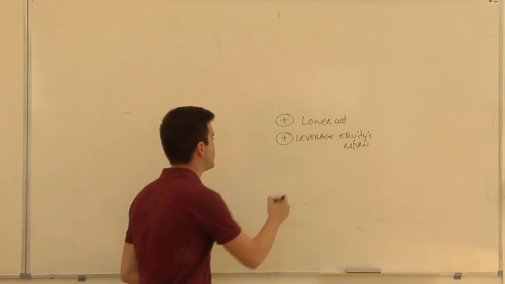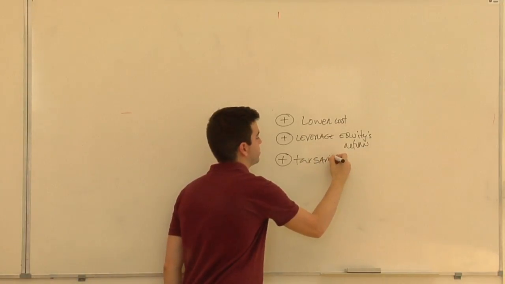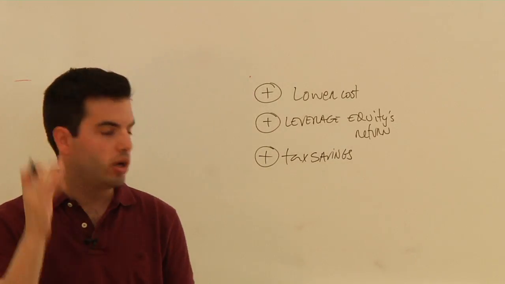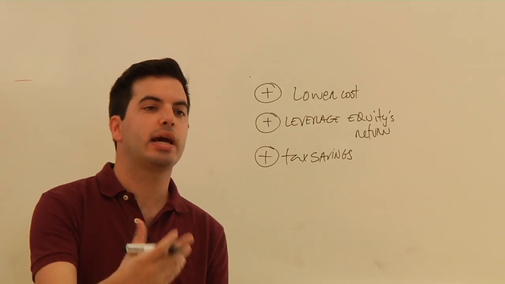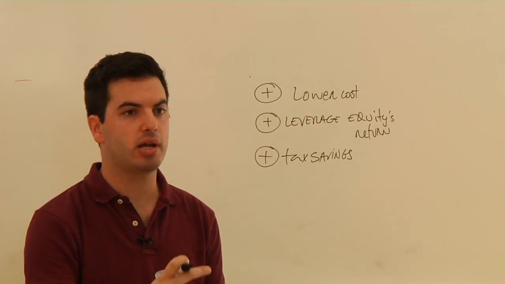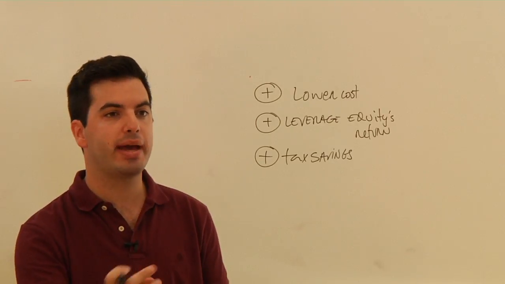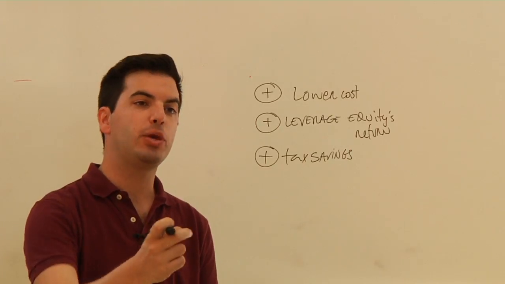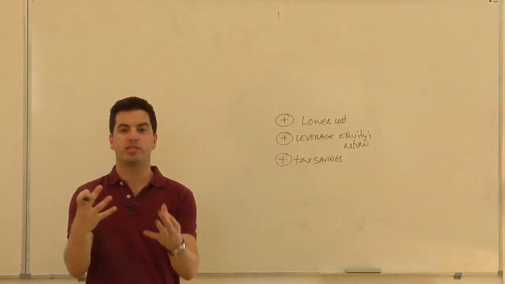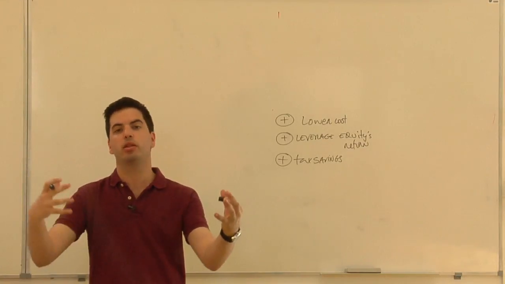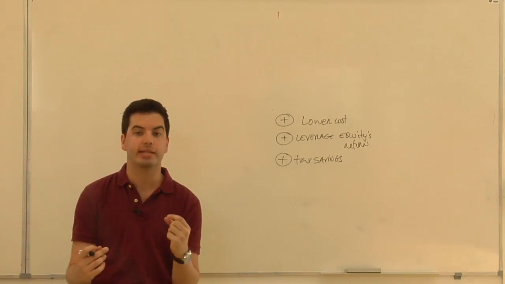Then we have also tax savings, which are also called tax shields. These tax shields come from the fact that interest payments are seen as expenses. So if you have an extra expense in the income statement, you will pay less taxes. So if you compare two companies with the same profit, but one has debt and the other doesn't, the one with debt will pay less taxes, so there will be a tax saving.